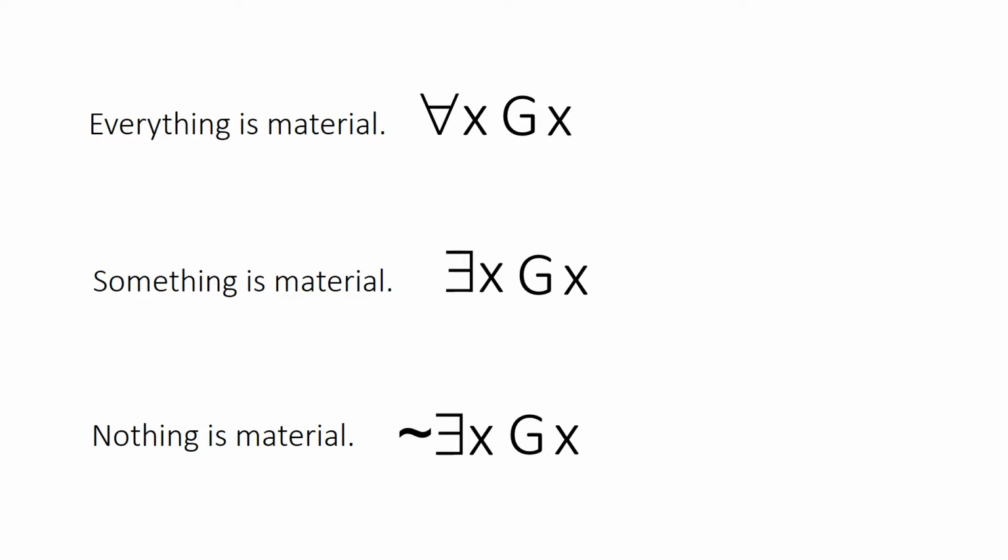So we know how to translate some simple quantified sentences of English into the formal language of Chapter 5. Everything is material, universal x gx. Something is material, existential x gx. Nothing is material, tilde existential x gx.